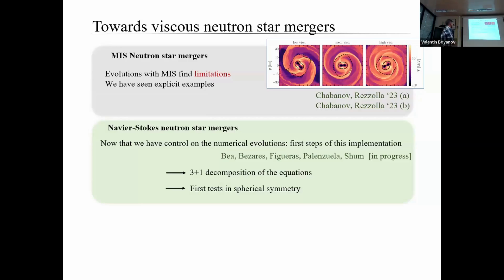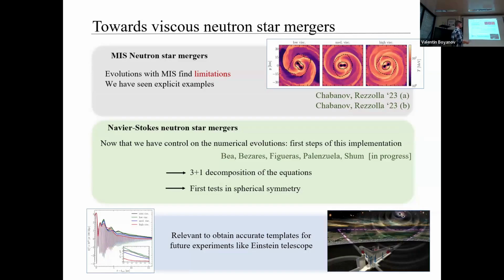Yes. So in the case of neutron-star mergers, now we have control of the numerical evolutions, so we can perform the first steps in the direction of constructing neutron-star mergers by using relativistic Navier-Stokes. And actually, we are already performing this. We are performing the triple decomposition of the equations, and with this we can now perform the next step, which is testing spherical symmetry to see that everything is going well, and then finally implement this in the 3+1 code. We're doing this with Pau Figueras and the other people in Mallorca and Nottingham.